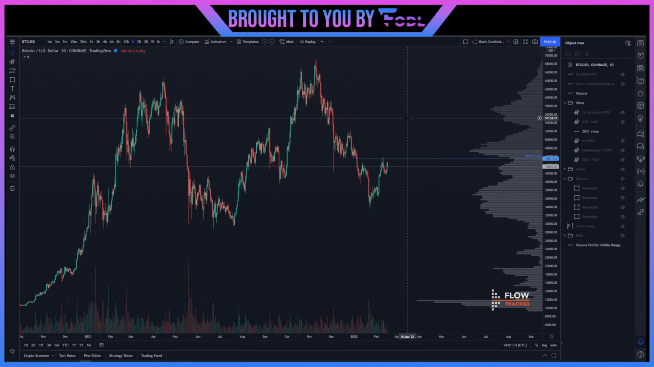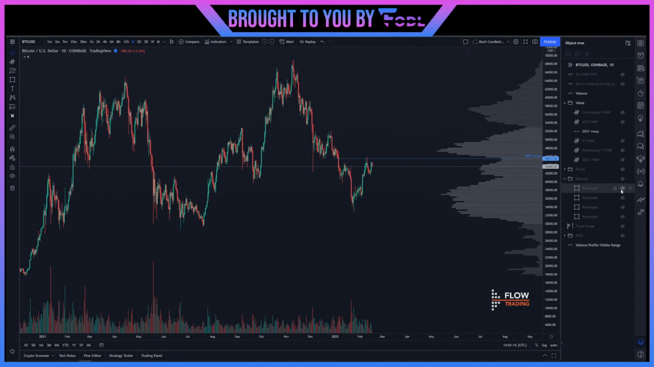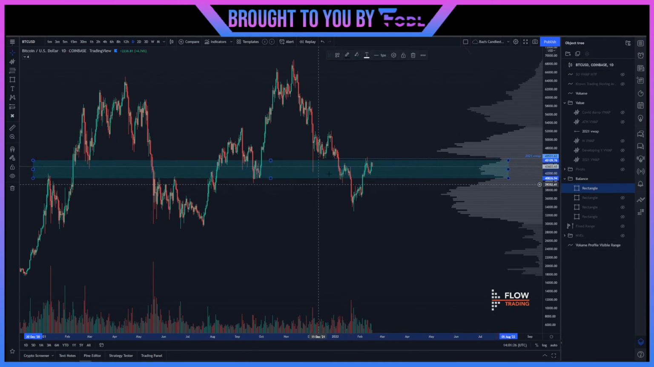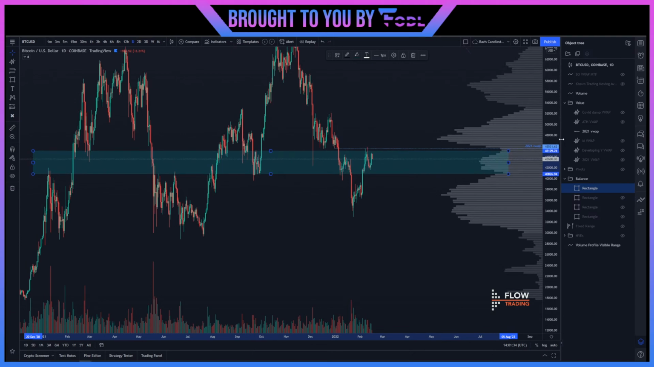Okay, so in terms of balance here, you can see that the balance area that I've highlighted in blue is basically just this mini volume cluster, which, like I said, was the previous area of low volume. That's where we're rotating. We're rotating inside of that. And note that it ends right there on that low volume node.